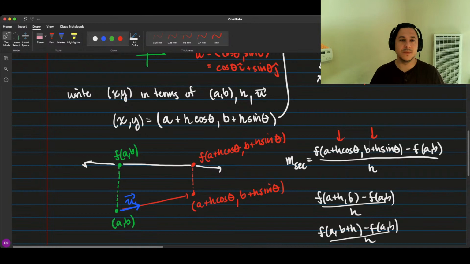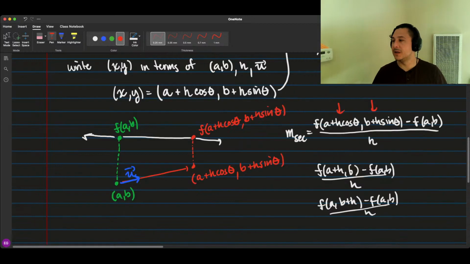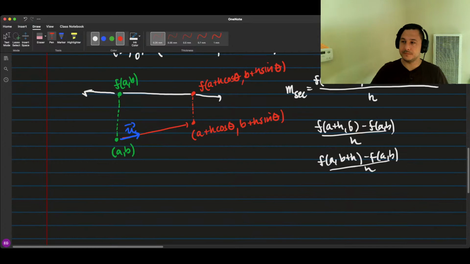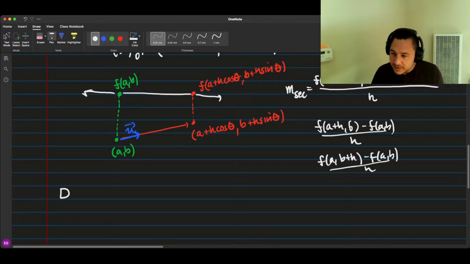Okay, cool. So how are we going to make this directional derivative? Well, we're going to take the limit of this secant line. So we have some special notation for this. We talk about the directional derivative in the direction of u.